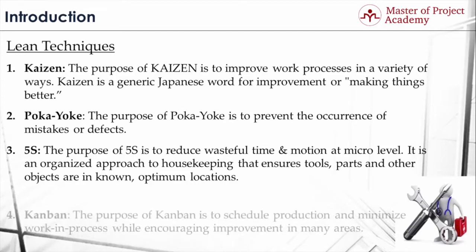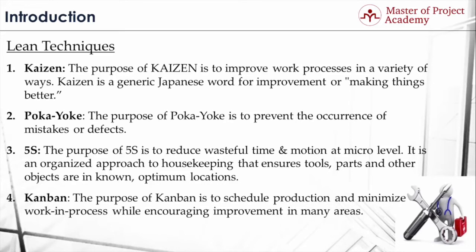4. Kanban. The purpose of Kanban is to schedule production and minimize work in process while encouraging improvement in many areas. Kanban establishes a small stock point, usually at the producing work center, that sends a signal when items are withdrawn by a downstream process. The producing work center replaces the items removed. Kanban literally means signboard or billboard in Japanese. Kanban utilizes visual display cards to signal movement of material between steps of a production process. It is a scheduling system for lean and just-in-time. Kanban was developed at Toyota to find a system to improve and maintain a high level of production.